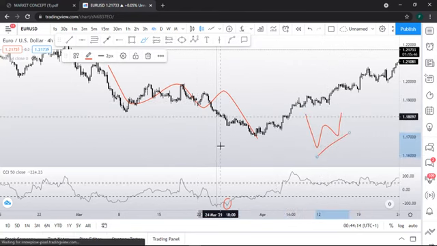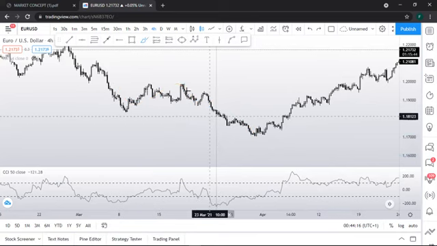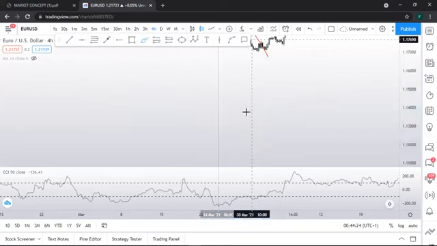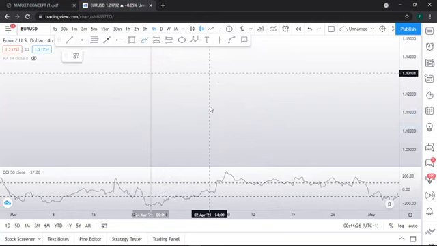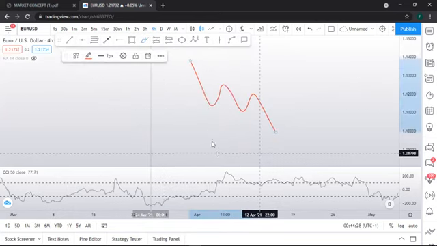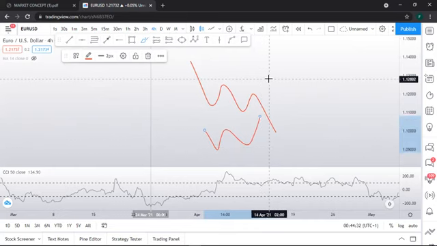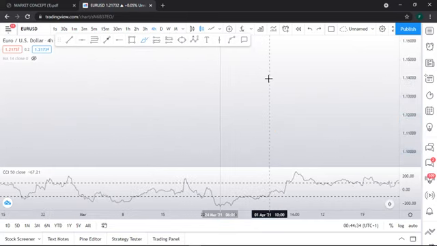But as usual, the market was still trending down. Now, this is your typical divergence. This is your typical divergence when the market is trending down, but your indicator is trending up. Disagreement in price. This is your typical divergence.